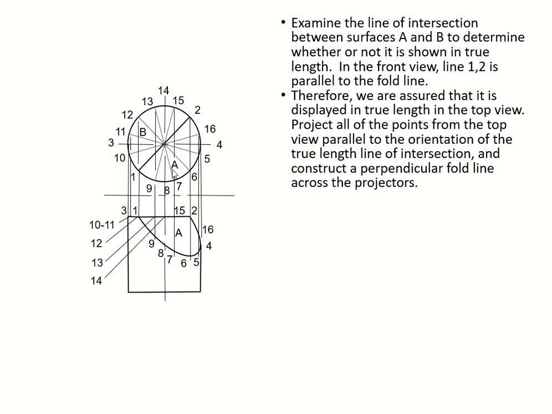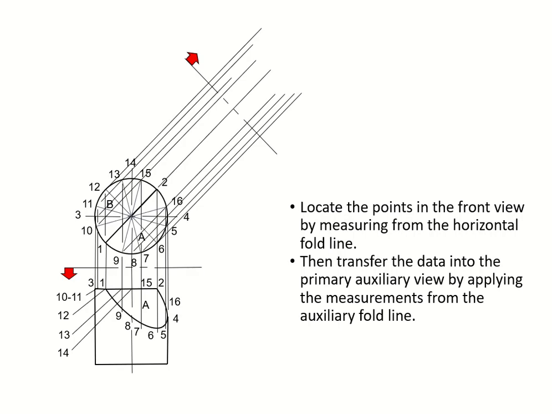So therefore, the projection of your front view and your top view, line 1, 2, which is the intersection of the surfaces A and B, is the true length line. Okay. All right, so with the true length line, draw the extension, and add another line at a distance, your fold line, your reference plane.